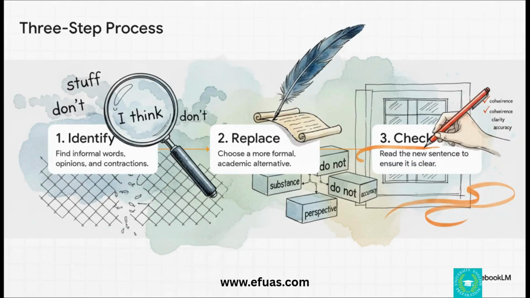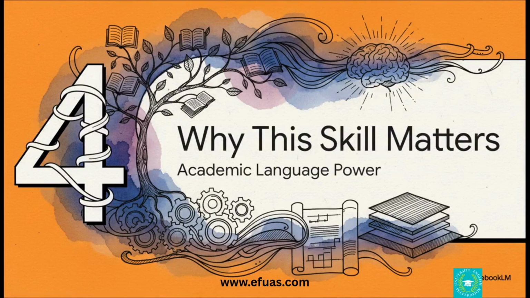You can think of it as a simple 3-step process. First, when you're editing your work, identify the informal words like stuff and any contractions. Second, replace them with a better, more formal choice. And third, always check the new sentence. Just read it out loud to make sure it still sounds clear and professional. That's it.